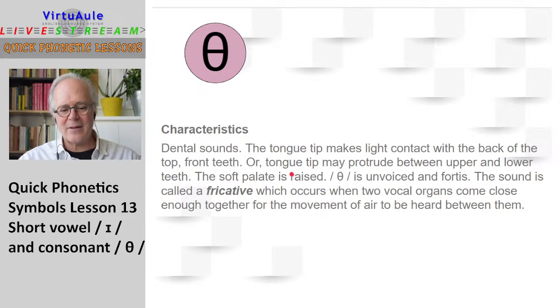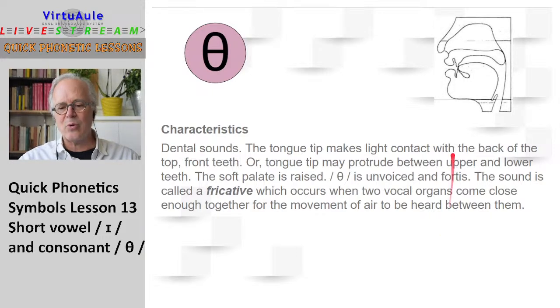The soft palate is raised. The th is unvoiced and fortis. That means it's very tense but not vocalized. The sound is called a fricative, which occurs when two vocal organs come close enough together for the movement of air to be heard between them. So in the diagram you can see the tongue is pushing against the teeth. That makes the characteristic sound.